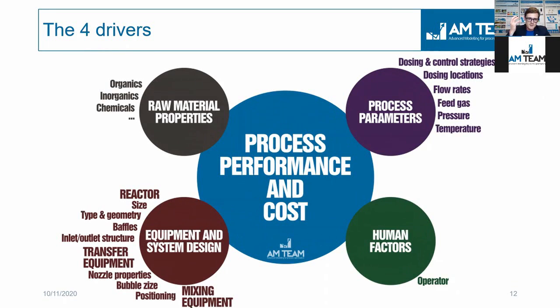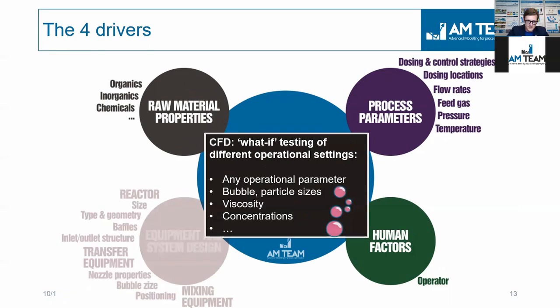These are the big four groups of properties or factors that determine the ultimate process performance and cost. On one hand, we are talking about operational parameters. On the other hand, we are talking about the design parameters. Let's start with the operational parameters. Operational parameters are your inputs.